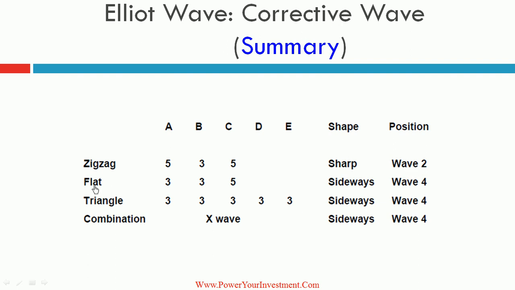A flat basically takes a 3-3-5 structure. Again, it divides into A, B, C pattern. It is usually sideways in nature and happens in wave 4. A triangle is a 5-wave structure A, B, C, D, and E, in which waves subdivide as 3-3-3-3-3 subwaves. It again is a sideways setup, happening usually in wave 4.